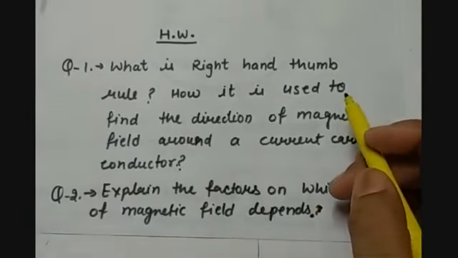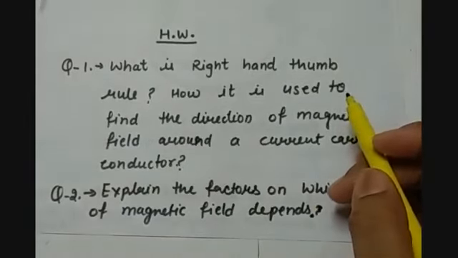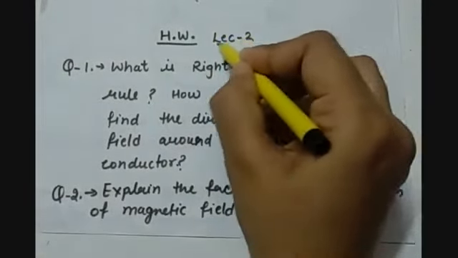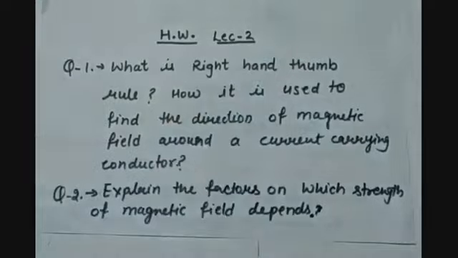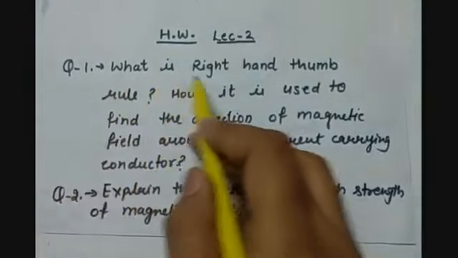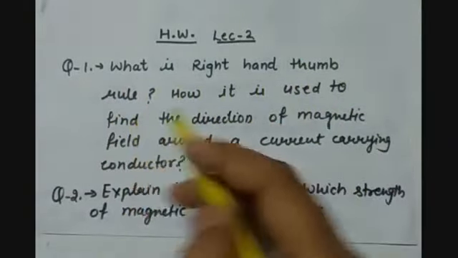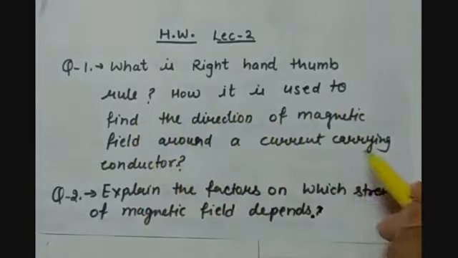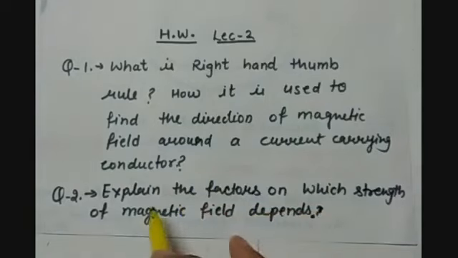So let us see today's homework. In lecture number 2, you have 2 questions as homework. Question number 1 is, what is the right hand thumb rule? How is it used to find the direction of magnetic field around a current carrying conductor. Question number 2 is, explain the factors on which the strength of magnetic field depends.